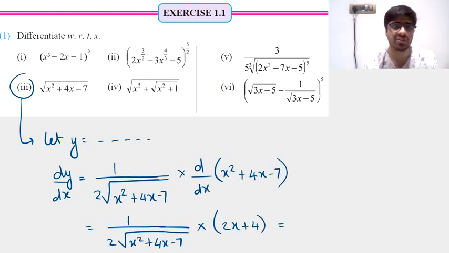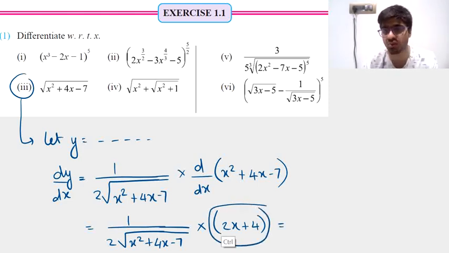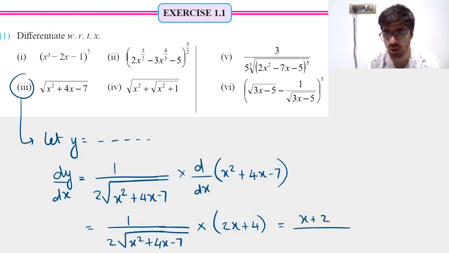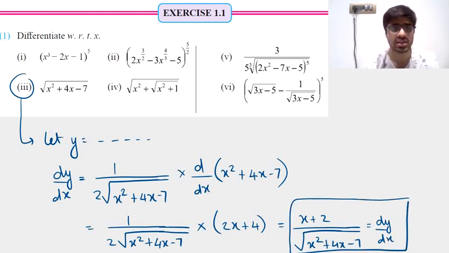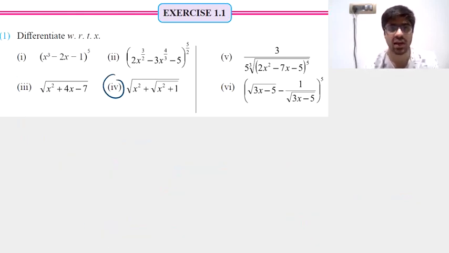You can actually simplify this further, because you can pull out a 2 common from here and cancel it with the 2 in the denominator. So you are left with (x plus 2) upon root over (x square plus 4x minus 7), and this would be the final expression for dy by dx. That's how we are answering the third question. In a similar way, answer the fourth one.